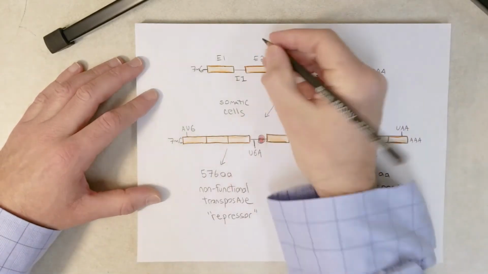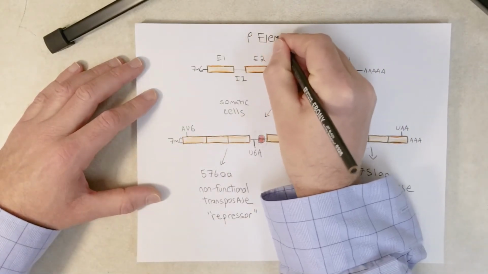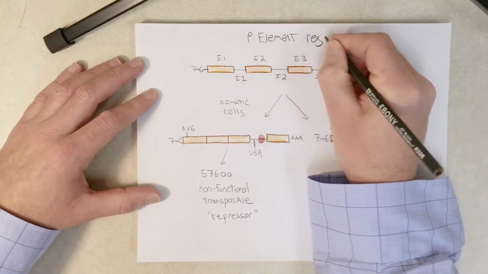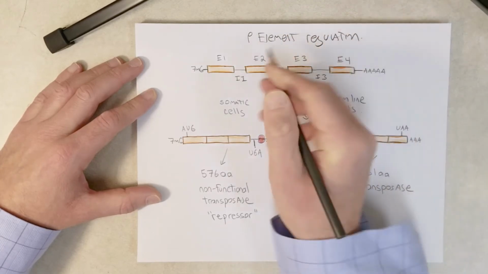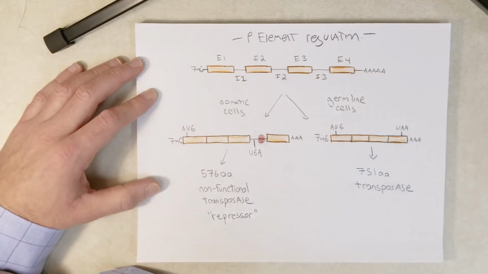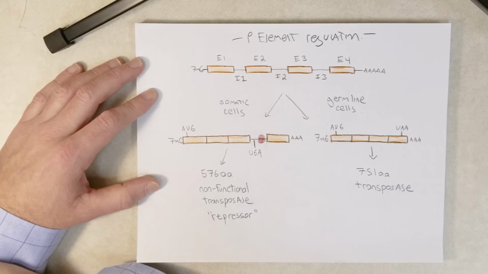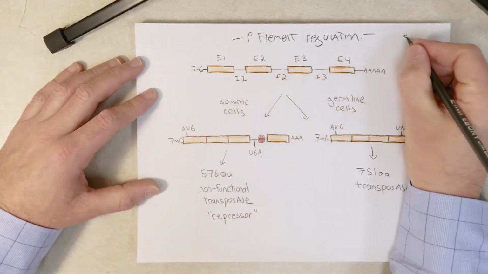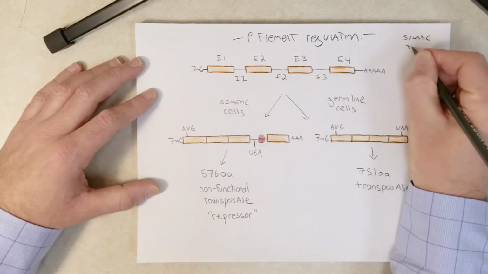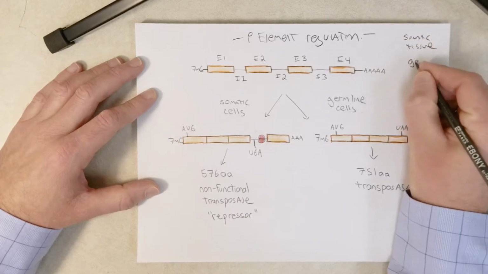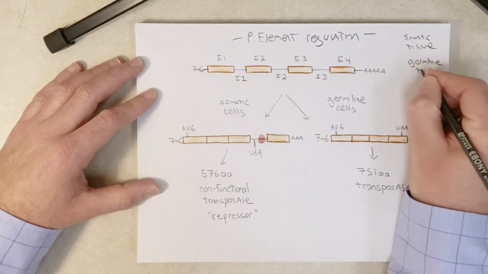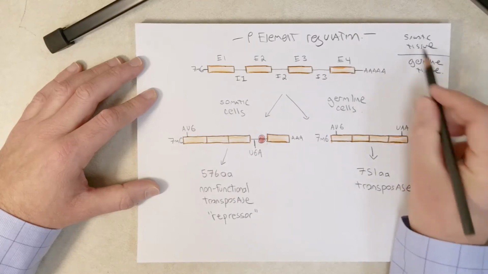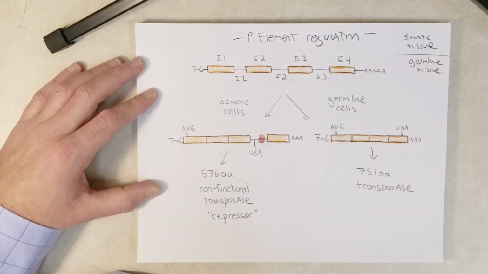Now I want to talk about P element regulation. So something interesting about the P element is that it only moves in germline tissue, the tissue that's in charge of making gametes, right? We can divide tissues into 2 types: somatic tissue and germline tissue. The germline tissue is in charge of making the gametes. Somatic tissue is essentially everything else.